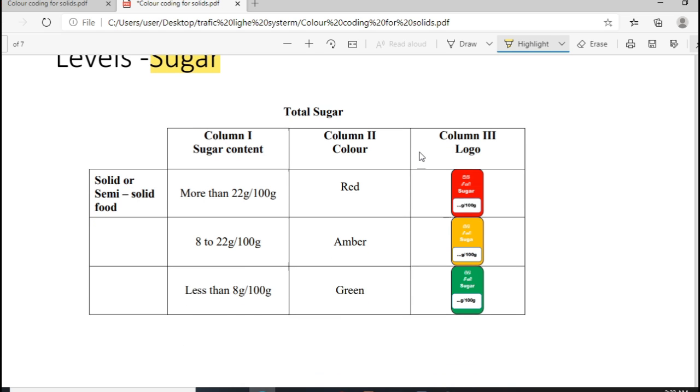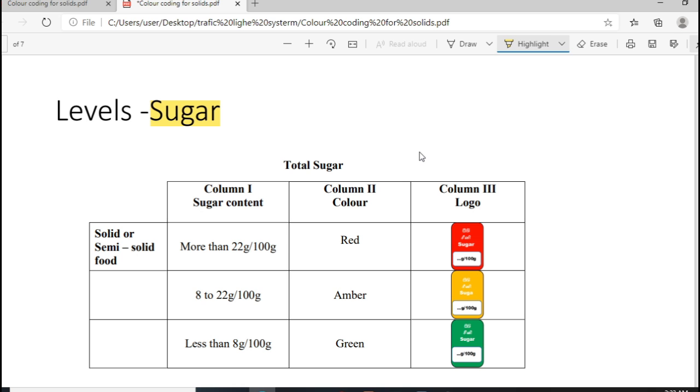Now we can move on to the colors, according to the mass included in the product. If a 100 gram product has less than 8 grams of sugar, we can display the label in green color. If 100 grams of the product has 8 to 22 grams of sugar, we can show it in amber color.